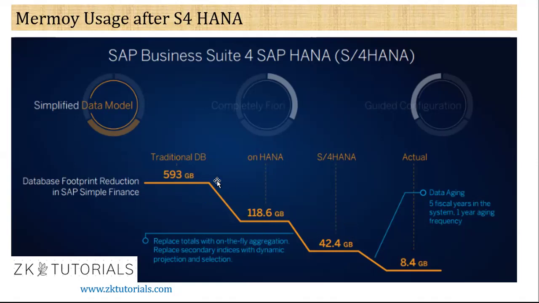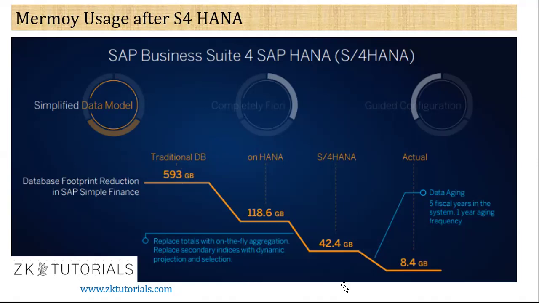It is clear, guys. Here you can see the previous traditional database needed 593 GB, but now we need only 42.4 gigabytes, keeping all the data in the memory. Can you imagine the speed with such a drastic reduction? In the long run, it's a great USP. Today your company may need to spend, but in the long run, when your data increases, your cost comes down, so you really get a better ROI. So you will see the benefits of S4 HANA.